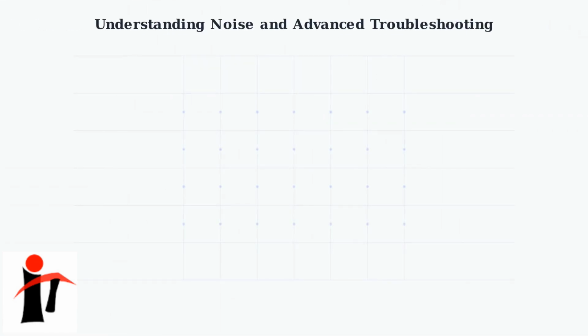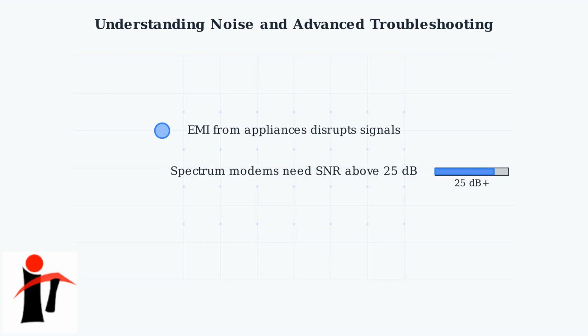Electromagnetic interference from household appliances can disrupt your Spectrum internet signal. Common sources include microwaves, cordless phones, and fluorescent lights. The signal-to-noise ratio must stay above 25 decibels for downstream signals to maintain a stable connection.